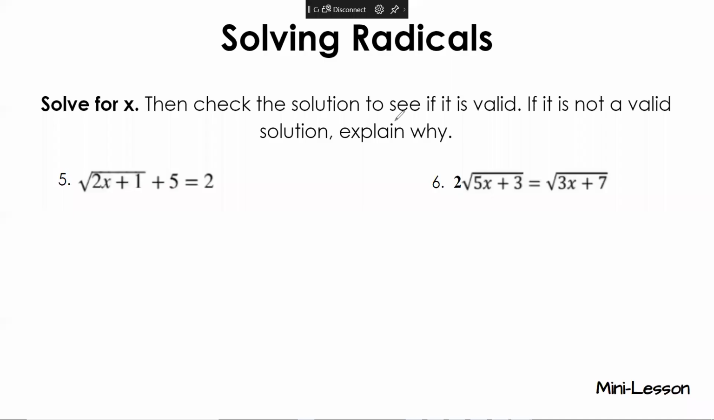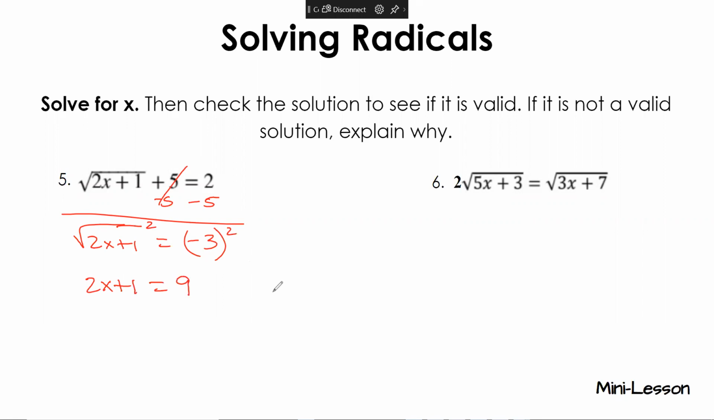Okay, so on this first one, we're going to subtract 5 from both sides. And that's going to give me the square root of 2x plus 1 equals -3. We're going to square both sides. When we do that, that's going to give us 2x plus 1 equals 9. We're going to subtract 1 from both sides and then divide both sides by 2.